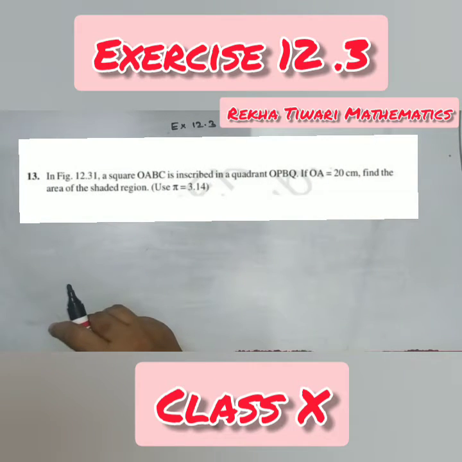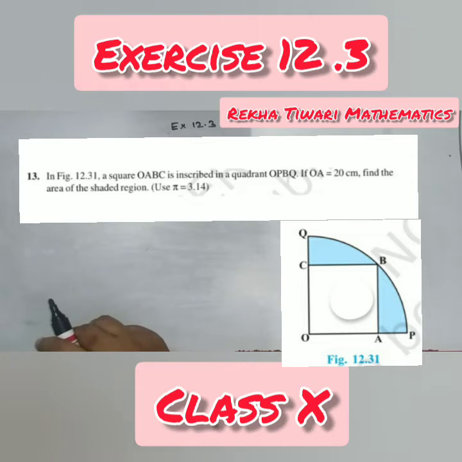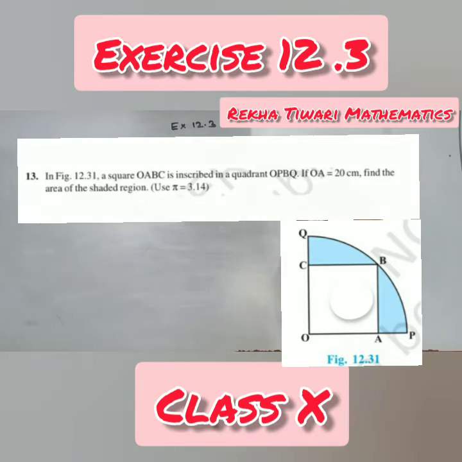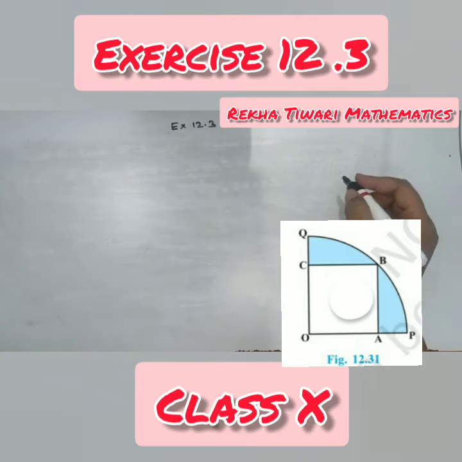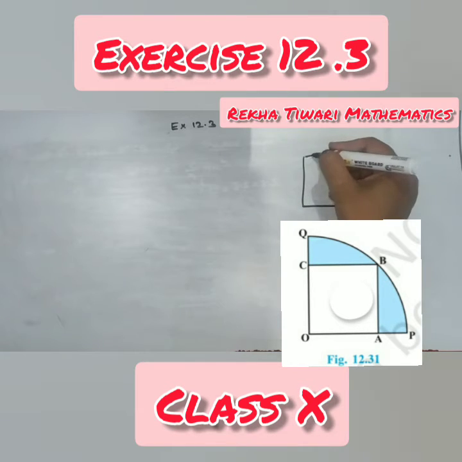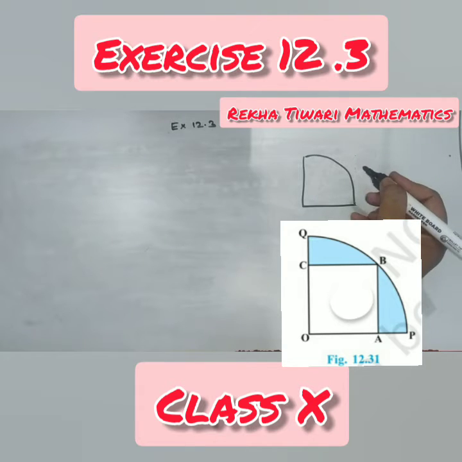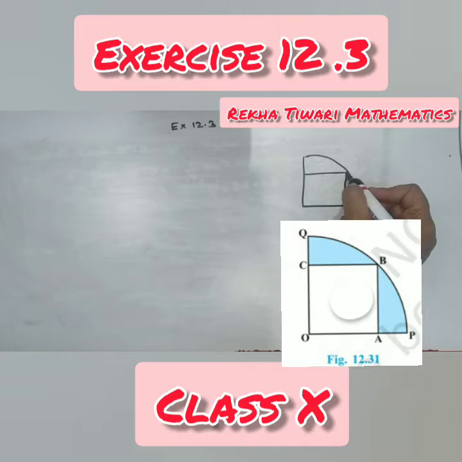A square OABC is inscribed in a quadrant OPBQ. If OA is equal to 20 centimeter, find the area of the shaded region. A square is inscribed in the quadrant. One quadrant is given, and in this quadrant a square is inscribed. So this is the square.